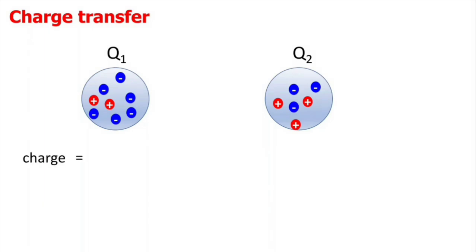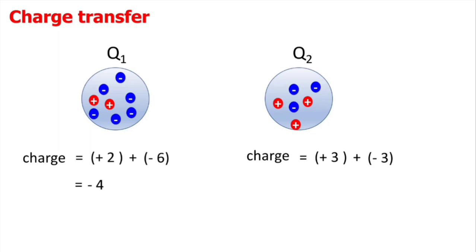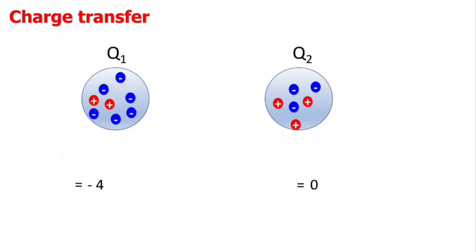The amount of charge in material Q1, we're going to add the 2 positives and the 6 negatives, which gives us a relative charge of -4. And the total amount of charge in material Q2 is going to be the positive 3 charges and the -3, which gives you a total of 0. So we can see that material Q2 is actually neutral.